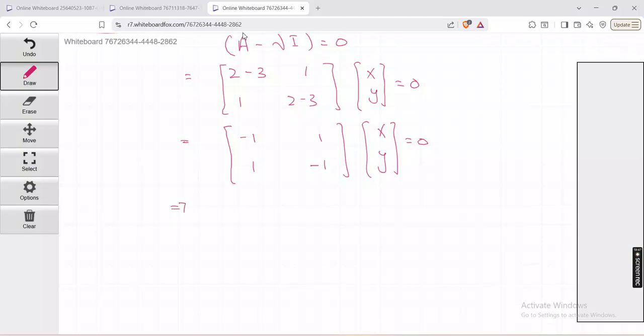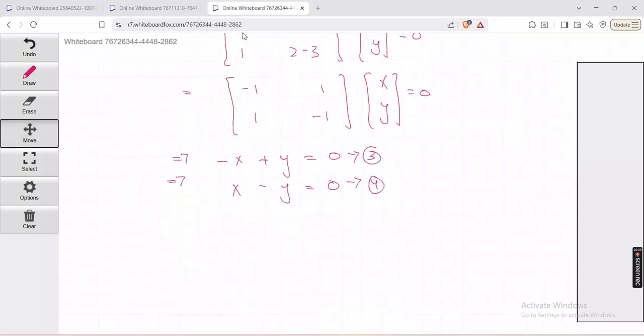So this is minus x plus y is equal to 0, and x minus y is equal to 0. This is your equation 3rd. This is your equation 4th.